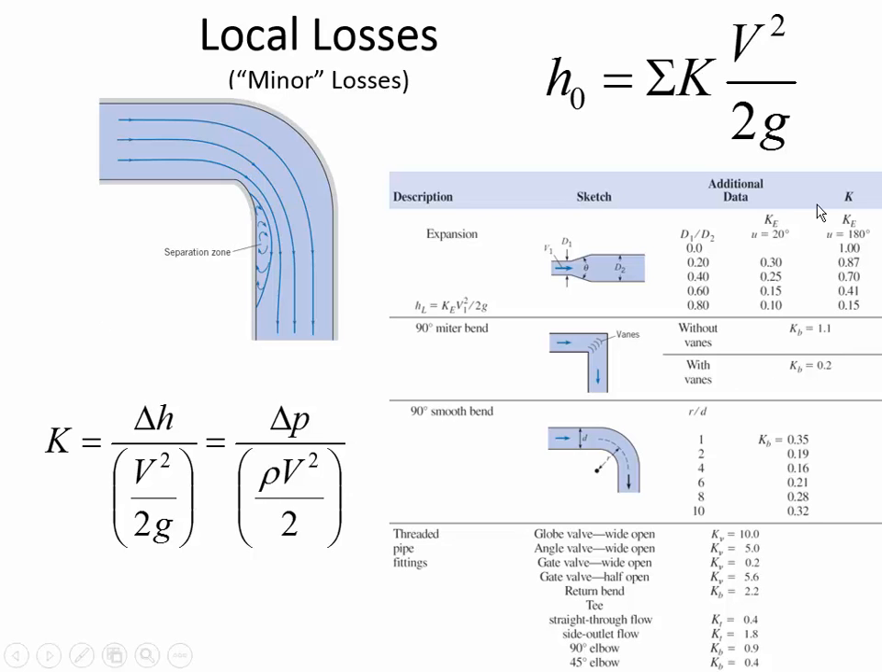So here's an example of a table that's taken from your textbook, and it shows lots of different K values depending on a range of conditions. Let's look at this bottom table first. These are called threaded pipe fittings. A pipe fitting can be a way of turning off the flow. So maybe you've noticed at the sink in your house, underneath the sink you can turn a valve and it will switch off the flow to the sink itself.